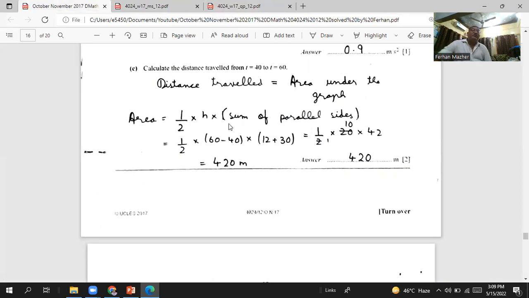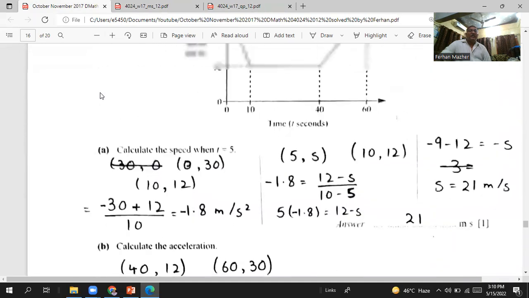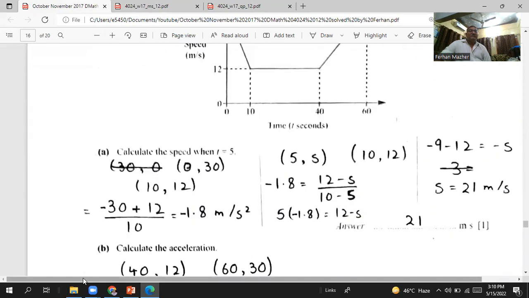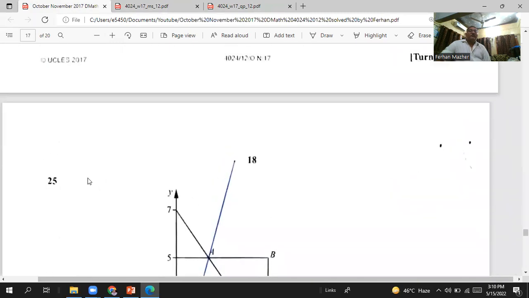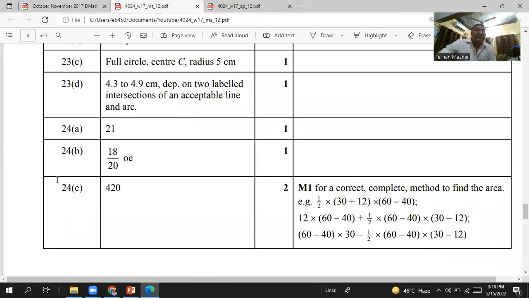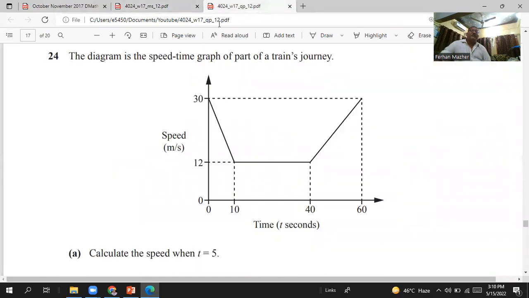So it will be 1 by 2 into (60 minus 40), multiplied by the sum of parallel sides, that is 12 plus 30. So it will be 1 by 2 into 20 into 42, so it will be 10 into 42, it will be 240. So the distance traveled will be 240. So let's check the marking scheme. Marking scheme says 240. So our answer is right. So next, we're going to the next question.